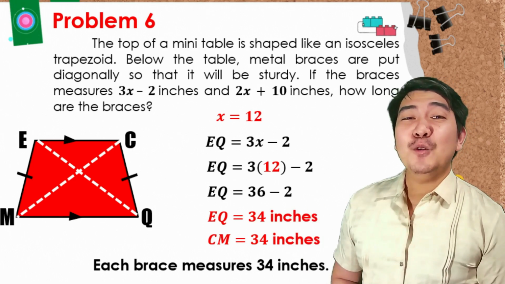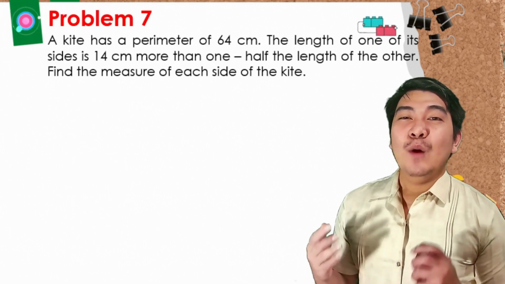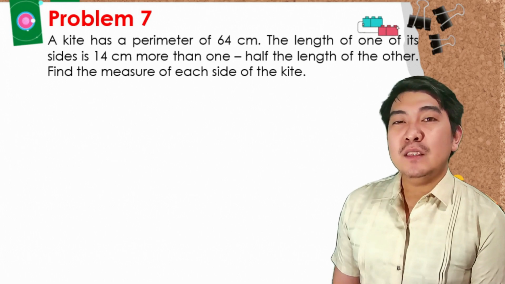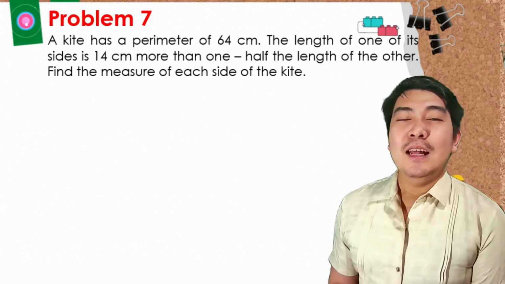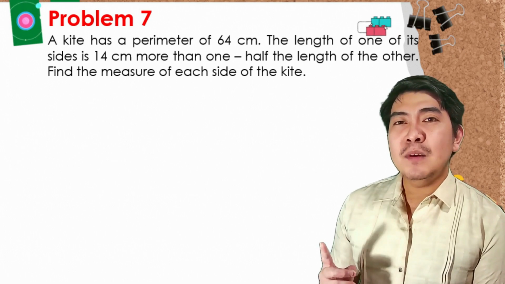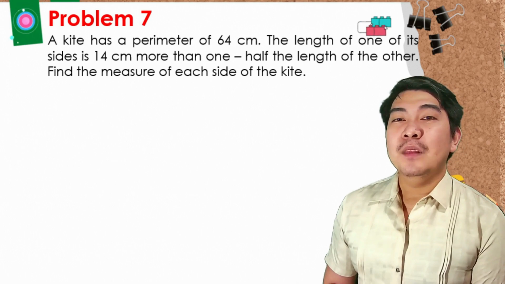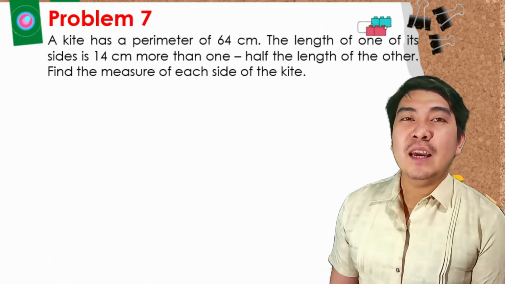Let us now go to our last problem, problem number 7. A kite has a perimeter of 64 centimeters. The length of one of its sides is 14 centimeters more than one-half the length of the other. Find the measure of each side of the kite.